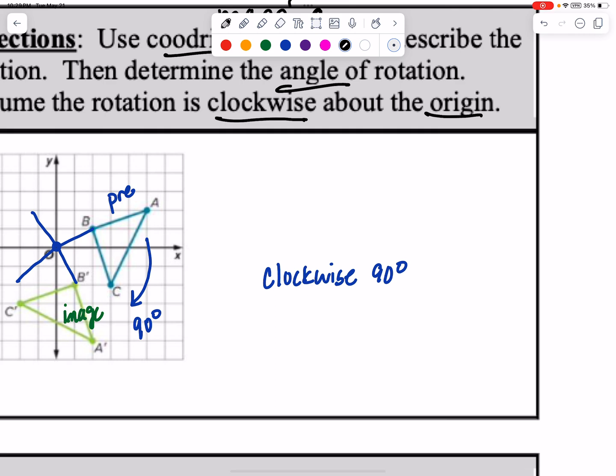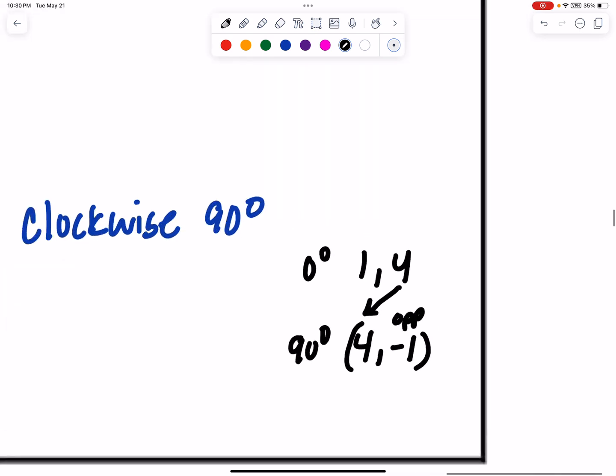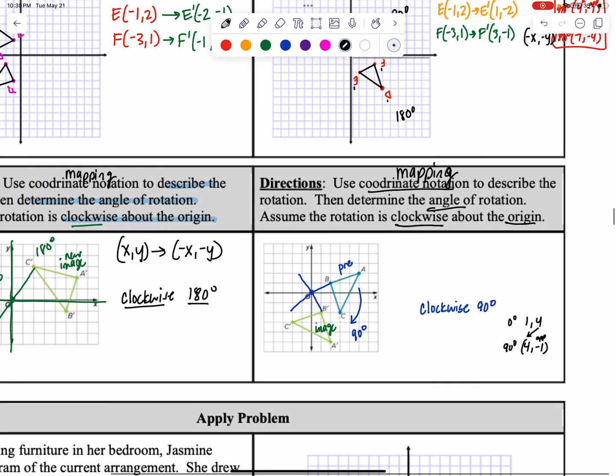Again, I like to just keep using 1, 4, okay, because it helps me see what's going on. So if this is my first one, remember the trick for going 90 clockwise is we just go like this. We put the 4 here, and we write op here. Okay, so this was 0 degrees. This is 90 degrees. So based on that little trick, I can come up with the mapping.